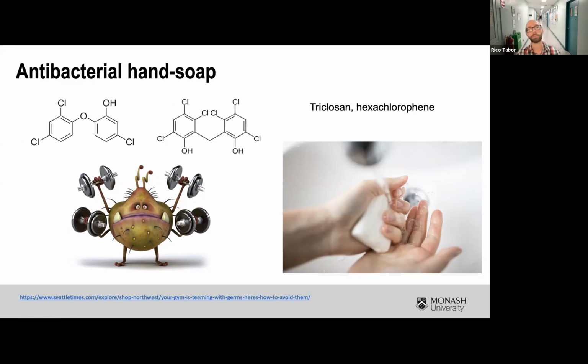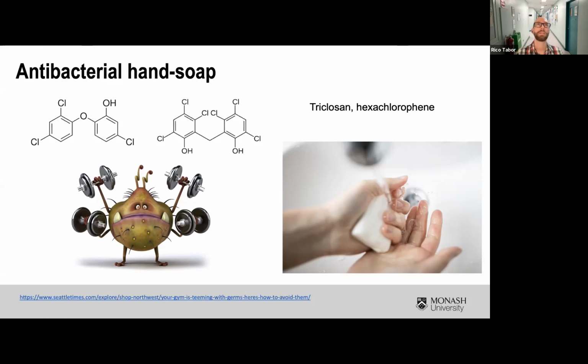bacteria a workout. So if you give bacteria tiny amounts of triclosan over a long period of time, such as they're exposed to when you wash your hands and water goes down the sink with antimicrobial soap in it, then these bacteria eventually become resistant to triclosan. Well, we don't use it as an antimicrobial in humans, so probably not such a big deal.